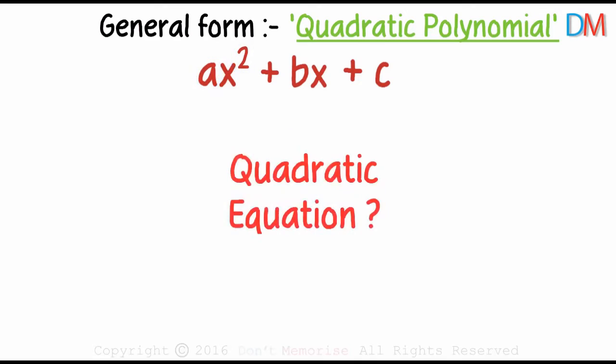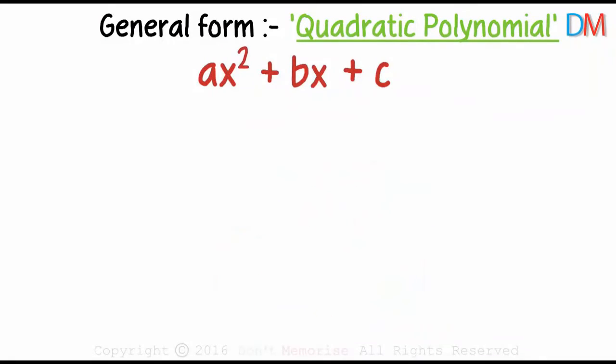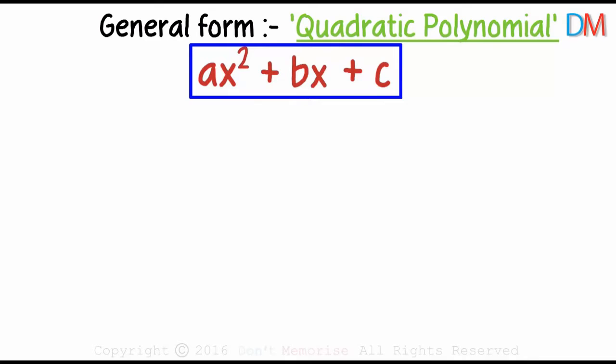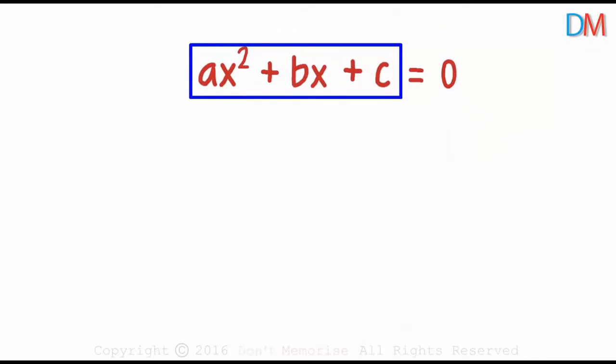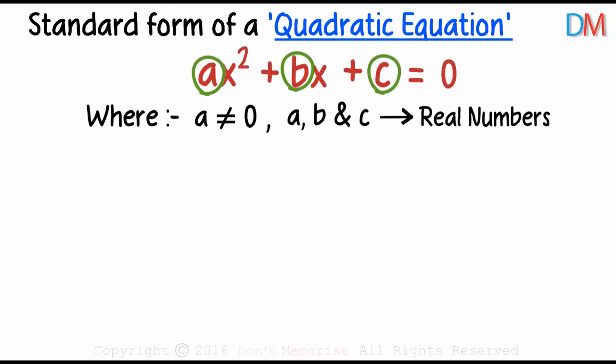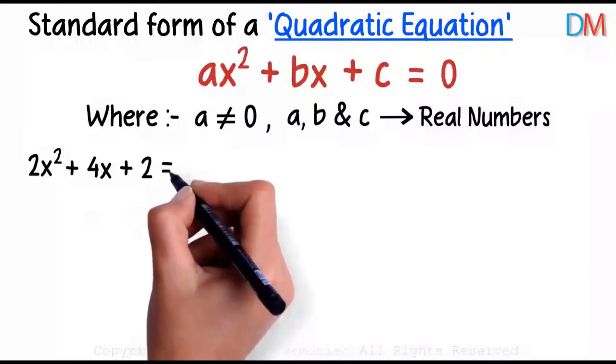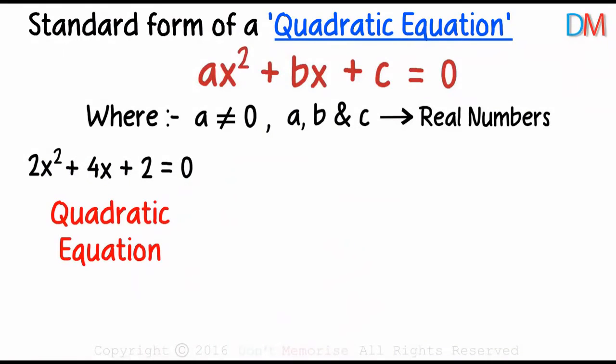So what's a quadratic equation? An equation, as we know, always has two sides, one on each side of the equal to sign. When we equate this general form of a quadratic polynomial to 0, we get the general or standard form of a quadratic equation. Remember that a is not equal to 0 and the constants a, b and c are real numbers. For instance, 2x squared plus 4x plus 2 equals 0 is a quadratic equation.